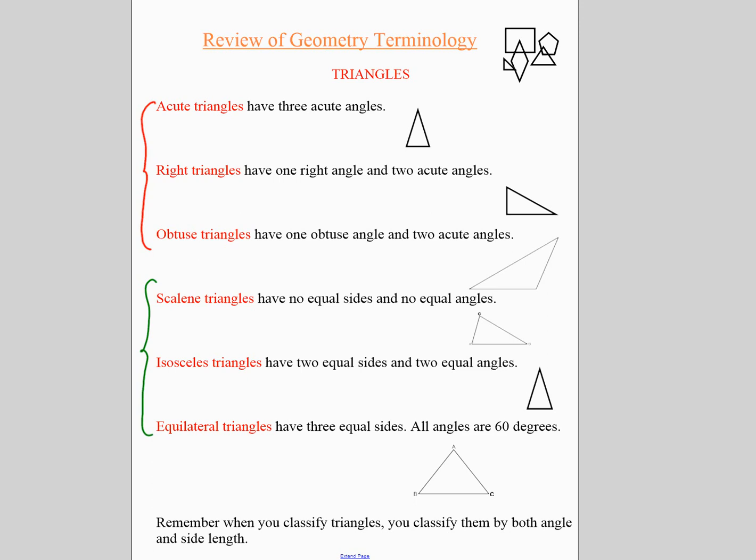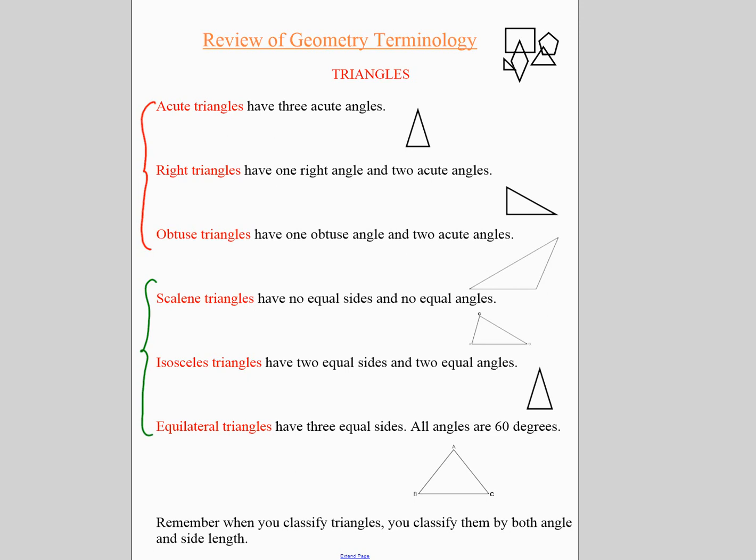So acute triangles are triangles where all three angles are acute. Right angled triangles are triangles in which there's one right angle and then two acute angles. And obtuse triangles are triangles in which there's one obtuse angle and two acute angles. You cannot have a triangle that has more than one right angle or more than one obtuse angle, because angles in a triangle add up to 180 degrees.